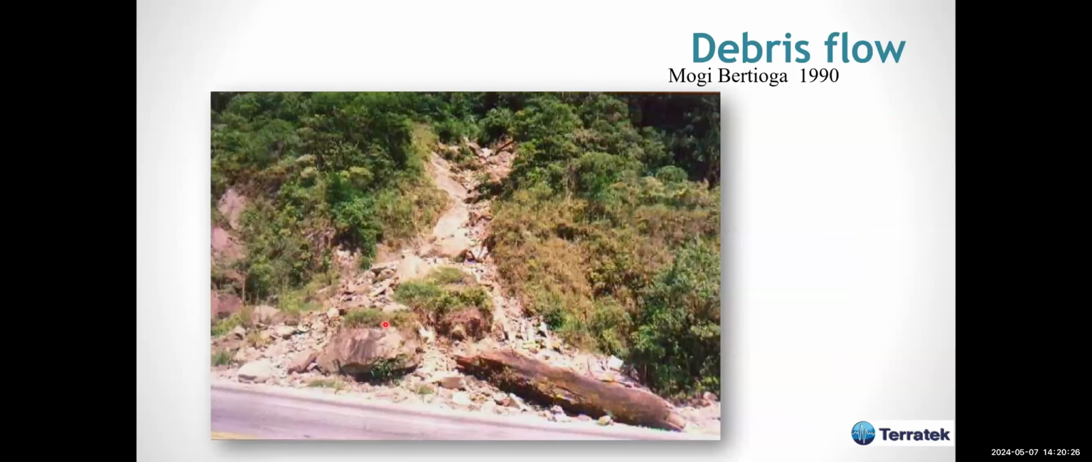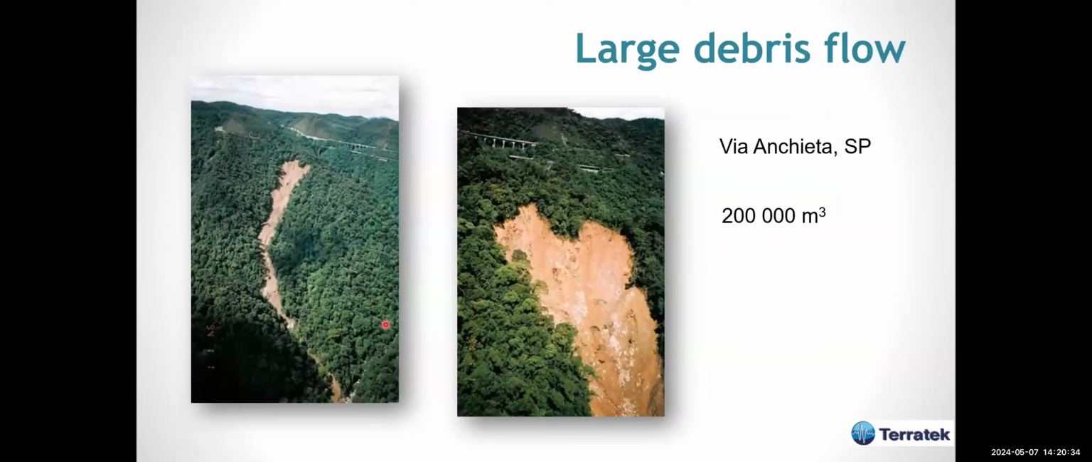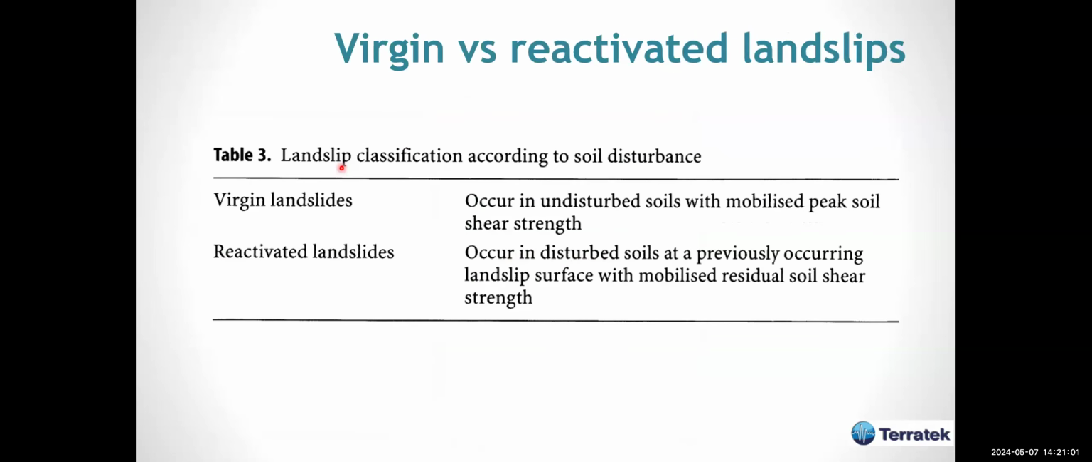Some examples of debris flow in one of the roads I have been to many years ago, 1990, debris flow. This was one of the largest debris flows I've ever heard about, 200,000 cubic meters of soil displaced. It was huge. As you see here, these are a big viaduct, and you have an idea of the size of this large debris flow due to very intense rainfall.